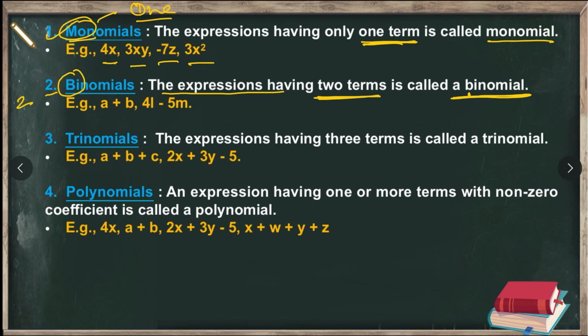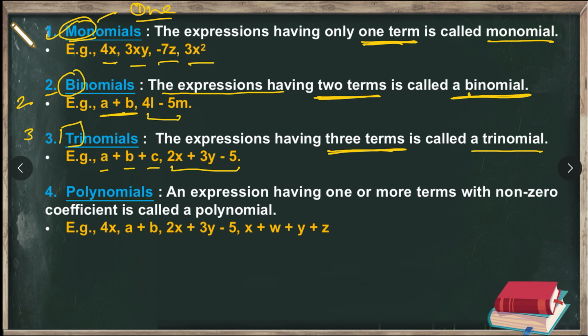Next is trinomial. Again, the word tri stands for 3. Trinomial means an expression having three terms is called a trinomial. Like we have a plus b plus c, and a second example is 2x plus 3y minus 5. So this is an example of trinomial. Similarly, we had the example of binomial: a plus b and 4l minus 5m.